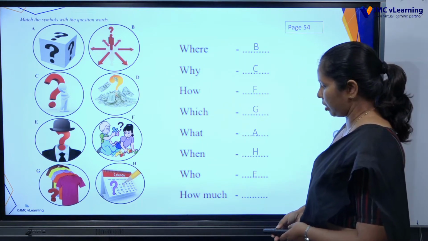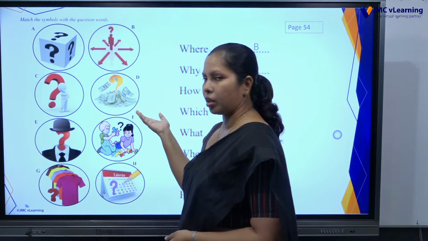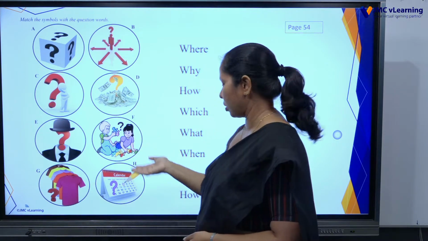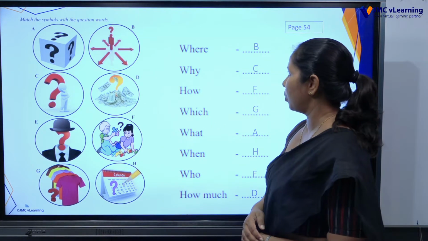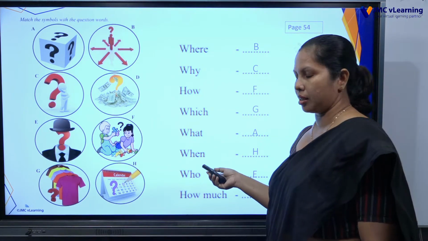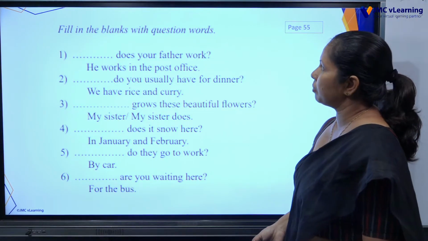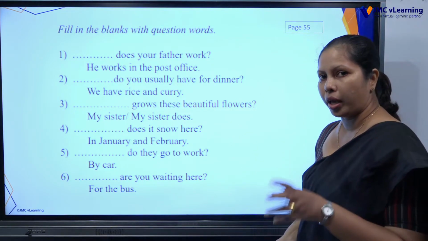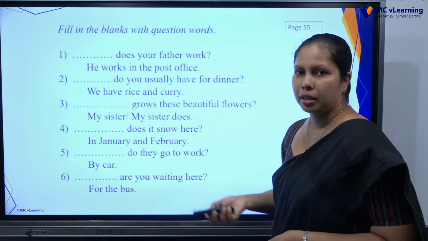And the final one, how much. So here how much means you speak about a quantity, or here they have shown it can be about the price we are speaking. So how much. D comes to question word how much. Okay, so there is an activity based on this exercise. So you can go to page number 55. Fill in the blanks with question words. So using those question words what, when, where, why, who, using those question words we need to fill these blanks.